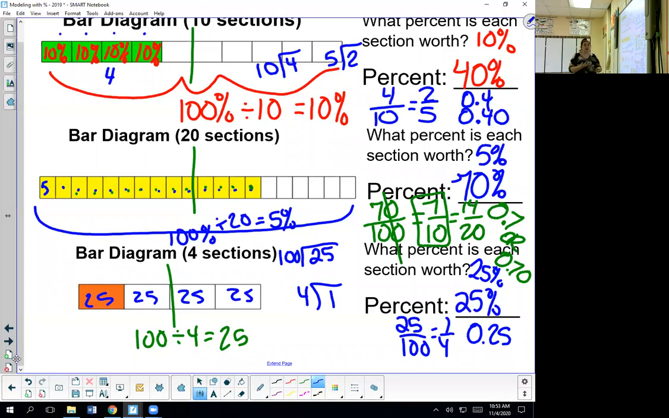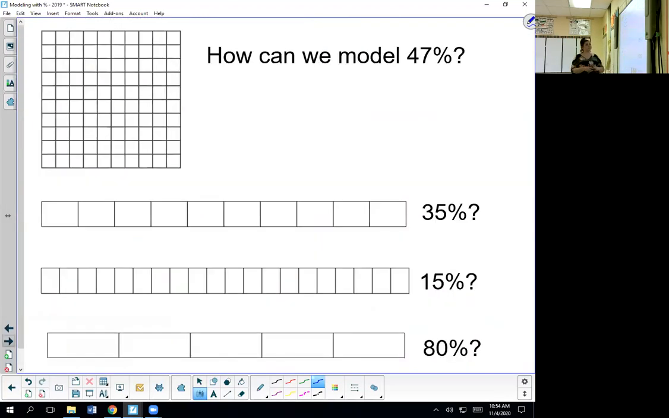Figure out how many sections there are. You take 100 divided by those sections. That tells you what each section is worth. And then just figure out what the total amount is. Okay, so you should kind of see a pattern here.